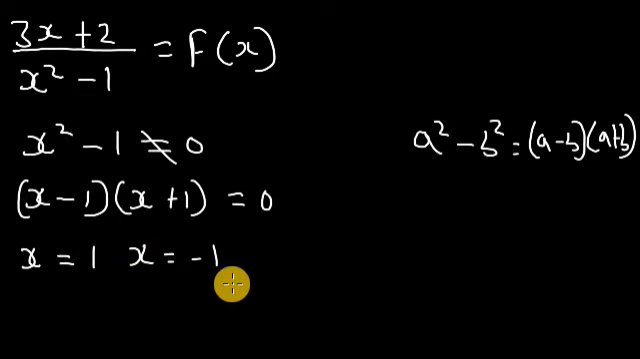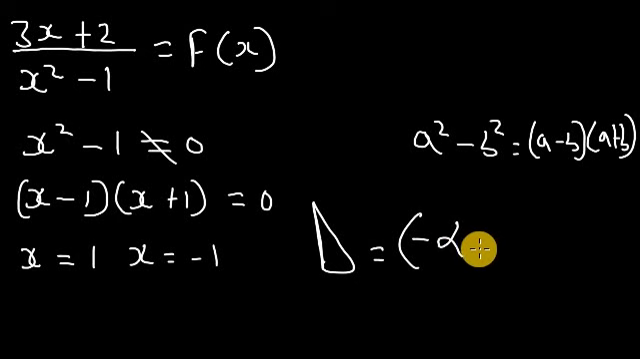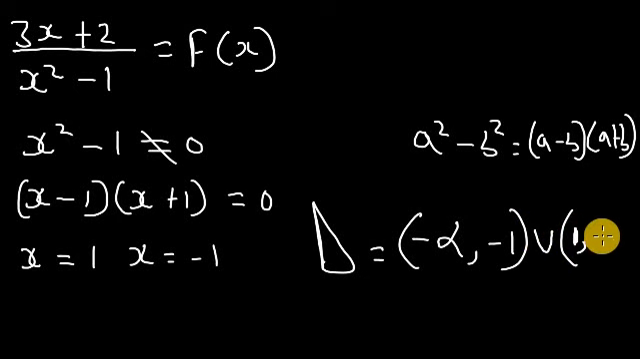Then my conclusion is that the domain is going to range from negative infinity all the way to negative 1, but not including it, union negative 1 all the way to positive infinity, but not including 1. So this is how it's going to be. If you are wondering about the union, meaning the combination, I believe you were taught union in your first year, so you should be able to understand what that means. The combination of the elements in both of them. That's what it means.